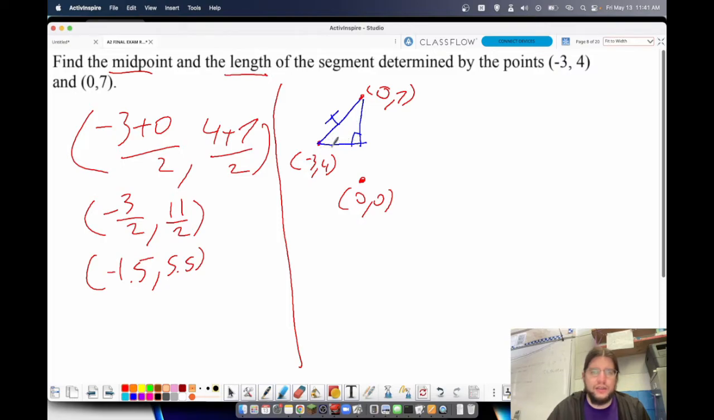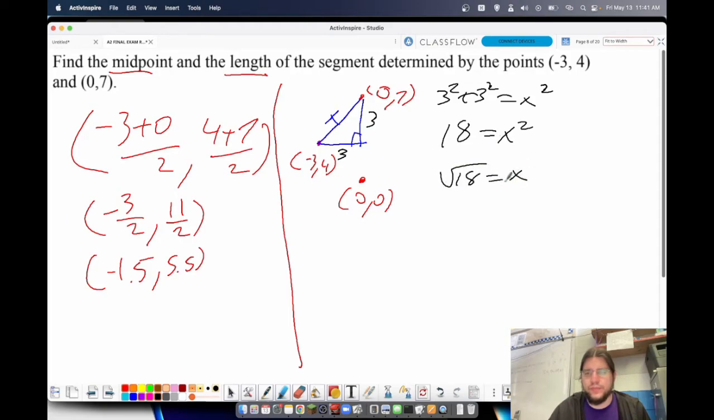How far apart are they here? From negative 3 to 0 is 3 units. From 4 to 7 is also 3 units. So 3 squared plus 3 squared equals x squared. That's 9 plus 9, which is 18. So square root of 18, which simplifies in the calculator to 3 square roots of 2.